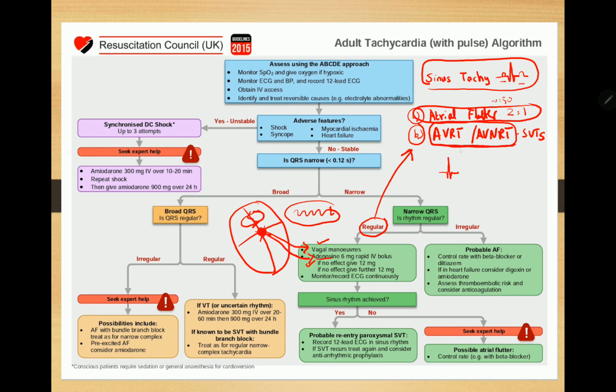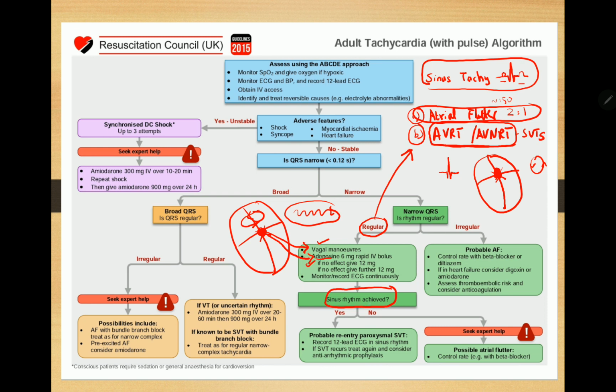On the other side, if the rhythm is AVRT or AVNRT, then if we do vagal maneuvers or give AV nodal blocking agents, this will block the AV node, which would interrupt the re-entry circuit for AVRT or AVNRT. And we know if we block a component of the re-entry circuit, then it would terminate the arrhythmia, and this would translate into a sinus rhythm. Again, the patient needs to be on a continuous monitor for that.